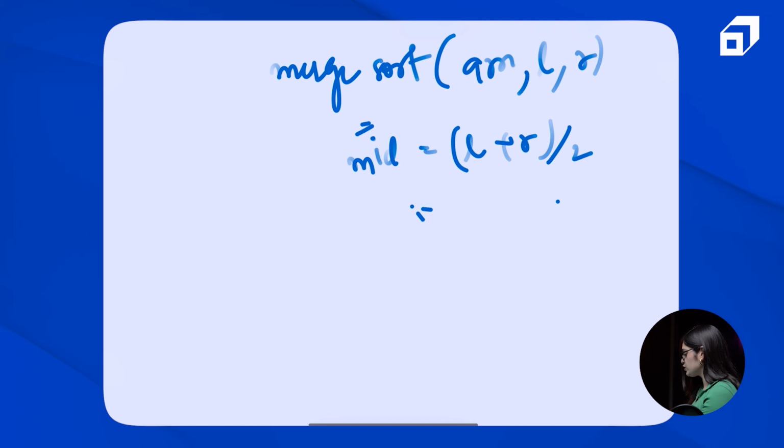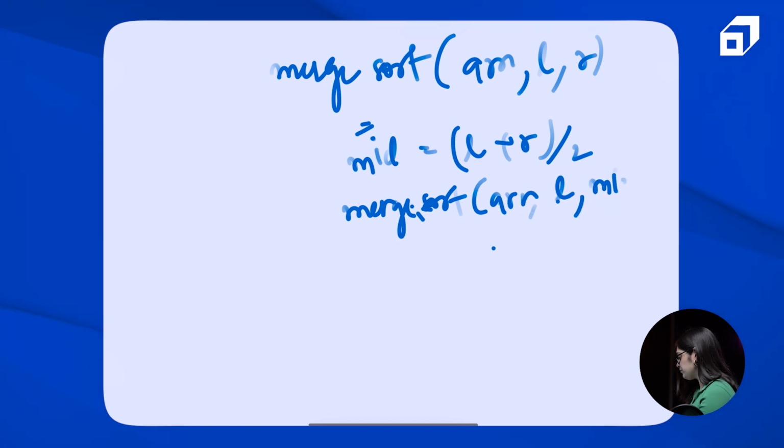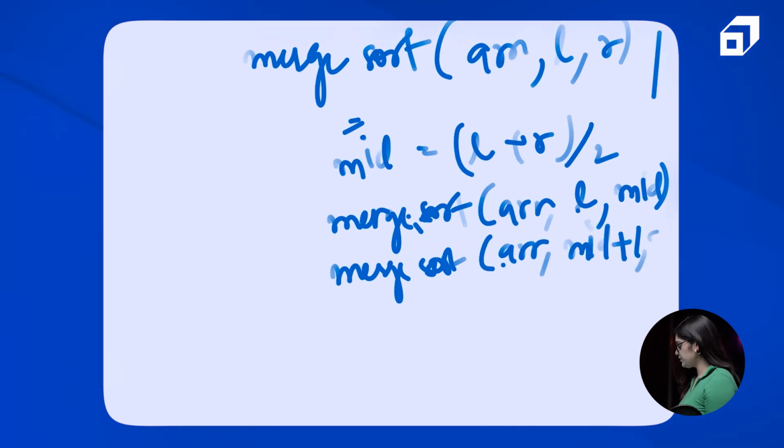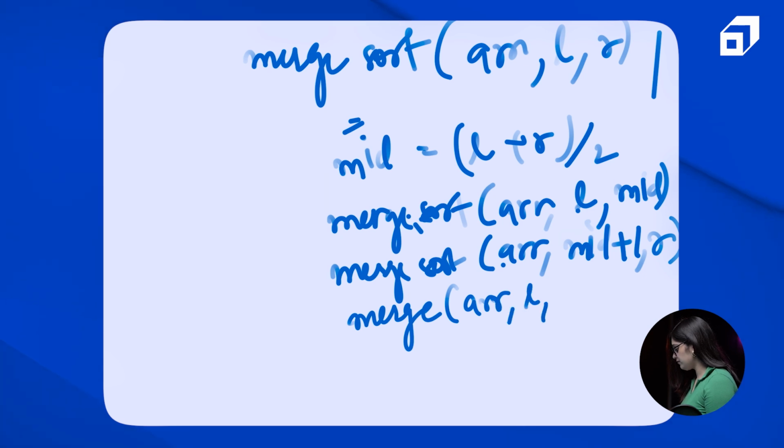We'll then focus on sorting the two halves. So the first part will be from left to mid. So we'll call merge sort recursively on array, and our starting point will be left, ending point will be mid. Then we'll call merge sort on the right part, which will be array, mid plus 1, and right. And now we'll merge the divided parts together. So after sorting them, we'll write a merge function for that. And this will take our array, left, mid, and right.